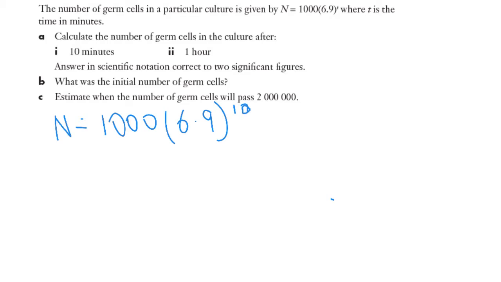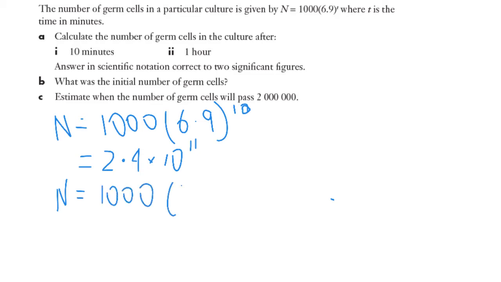We're asked to answer here in scientific notation, correct to two significant figures. Putting that in our calculator, we end up with 2.4 times 10 to the 11. Our second option there is n equals 1,000 times 6.9, not to the power of 1, but to the power of 60, because we're talking in minutes. This time we end up with 2.1 times 10 to the power of 53.